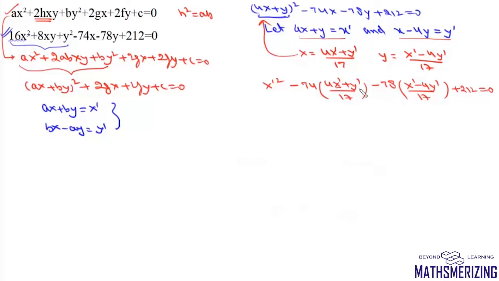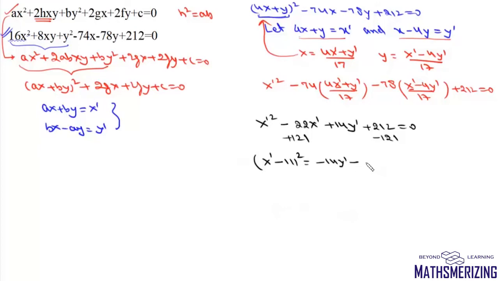So I'll take the x dash together and I'll take the y dash together. If I simplify this equation, I'll get x dash square minus 22x dash plus 14y dash plus 212 equals 0. Now I'll make it a perfect square. So I'll add 121 and I'll subtract 121. So I'll write x dash minus 11 whole square, and here will be minus 14y dash and then minus 91.